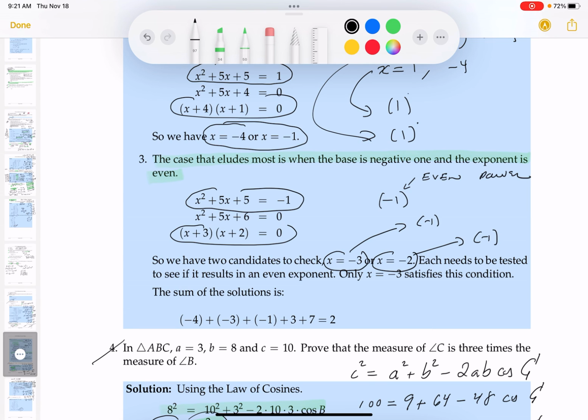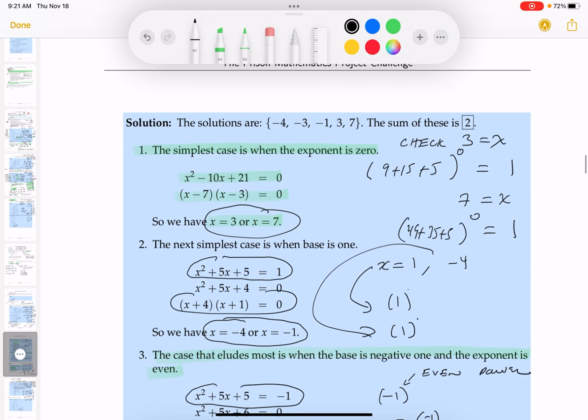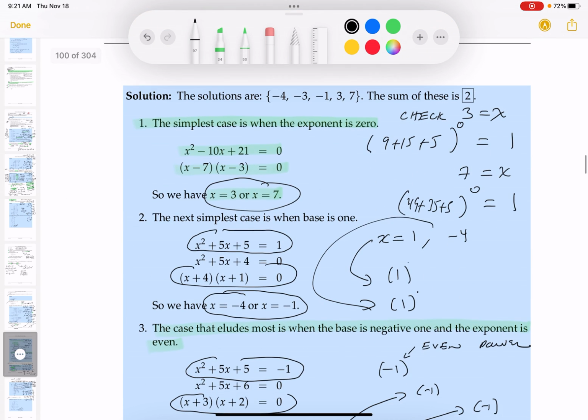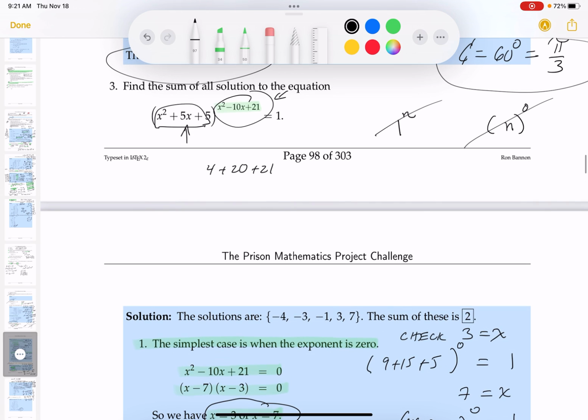What's the power, though? And this is where students get really screwed up. Let me do the minus 2 first. Now, minus 2 is being plugged in here. What would you get? 4 plus 20 plus 21. What kind of number is that? That would be an odd number, all right? So if I tried the minus 2, I'd get an odd number here. This doesn't work. Let's try the minus 3. I'm going to plug it in. Maybe that doesn't work either.